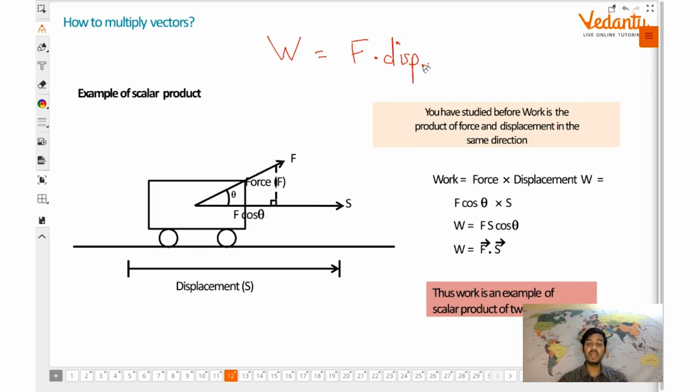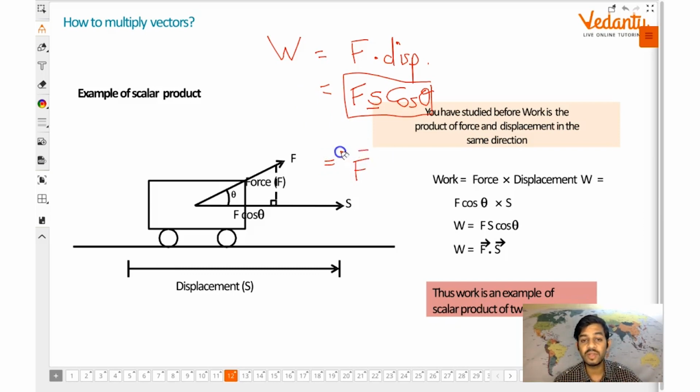But actually this is just a subset, a special case of the actual formula. Force into displacement is not the accurate formula. The actual formula is force into displacement into cos theta, because we take the component of displacement along force or the component of force along displacement. Means one of them, force or displacement, we do resolve. So guys, now you understand the actual formula for work done is F dot S. Work is actually defined as the scalar product of force and displacement. It is not simply force into displacement.